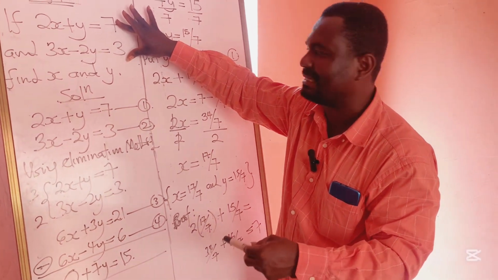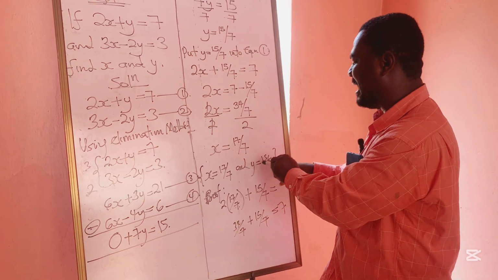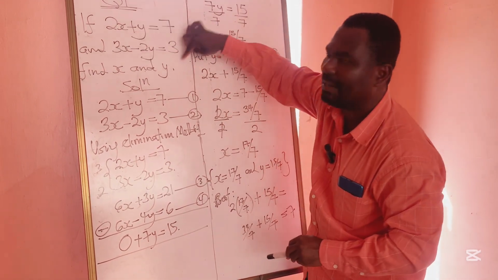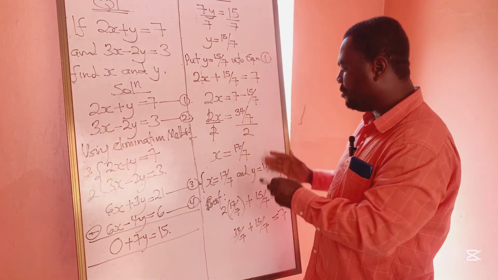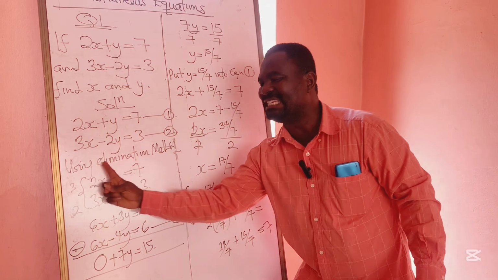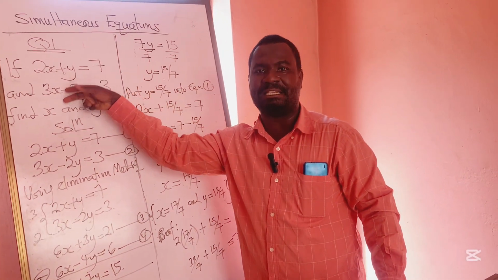If I put x as 17 on 7 and y as 15 on 7 into the second equation, I'm going to get my 3. It tells you that my solution is correct. So this is how to solve by elimination method if you are given a simultaneous equation to solve.